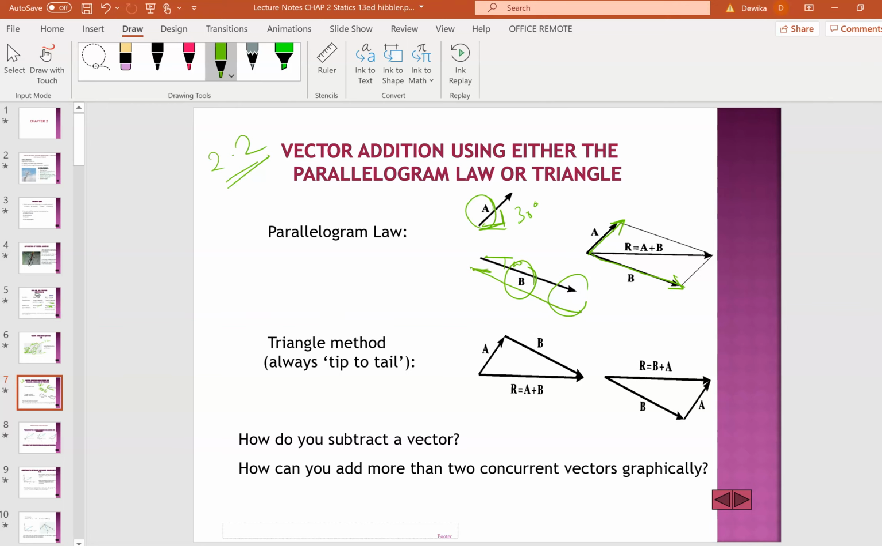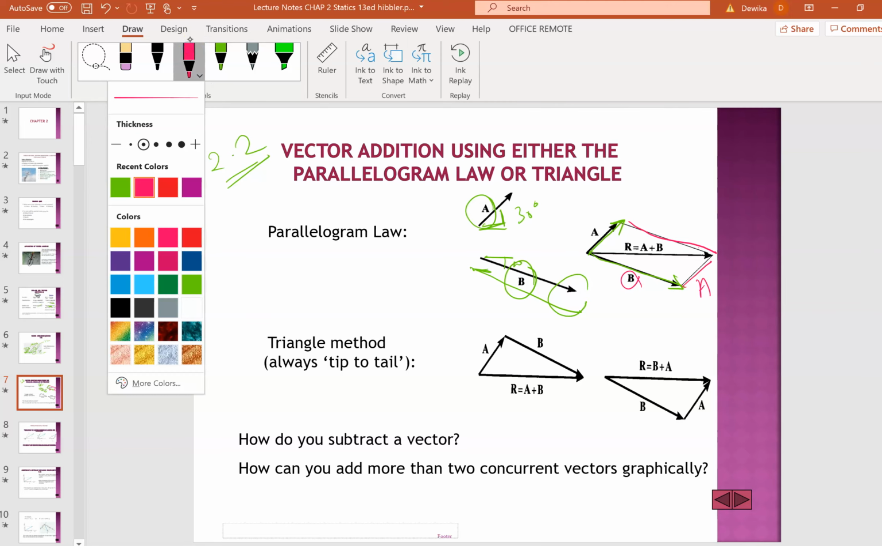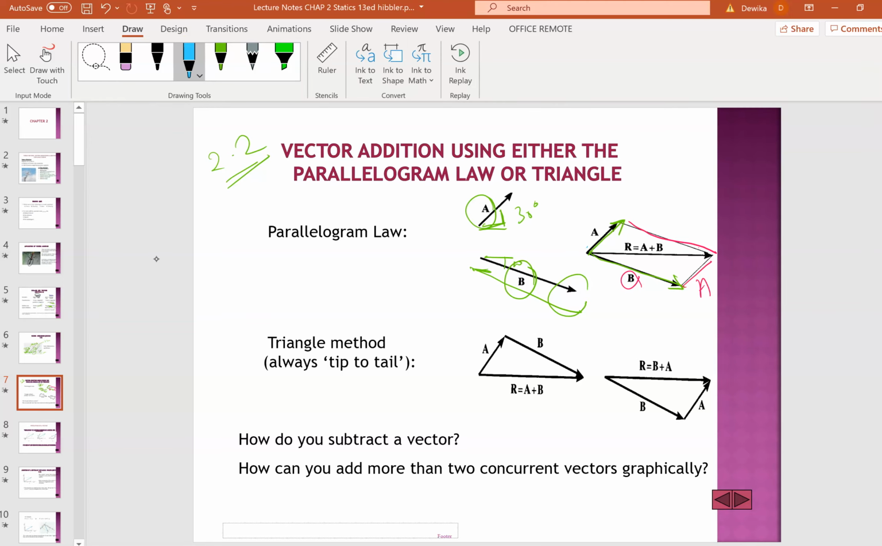It is very sensitive. Look at this now. After you have joined them, you draw another line parallel to B and another line parallel to A. Once you have done that, I'm going to use another ink. If you see, there is a flow: A, and then B. So this is A plus B, and this is the resultant. This is the drawing method, the parallelogram method.